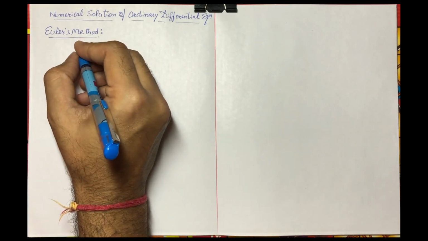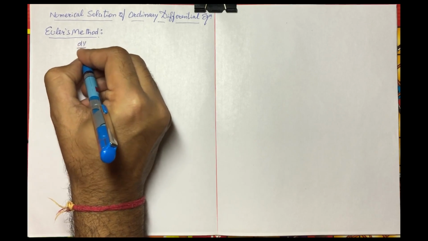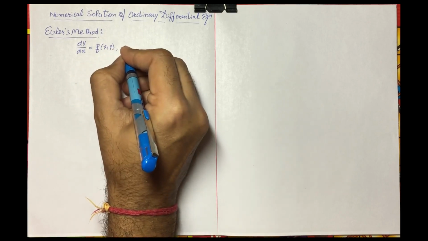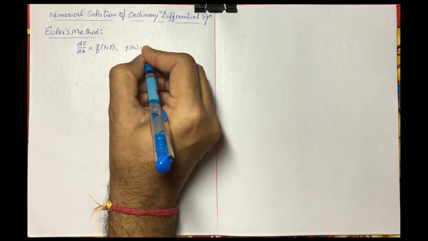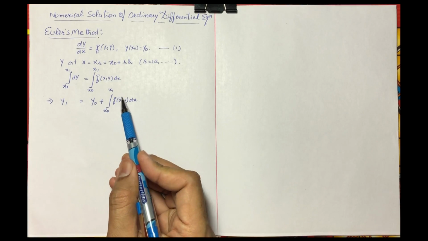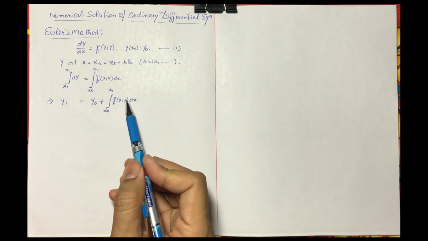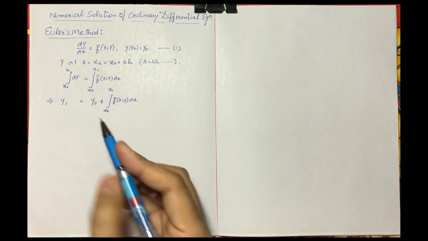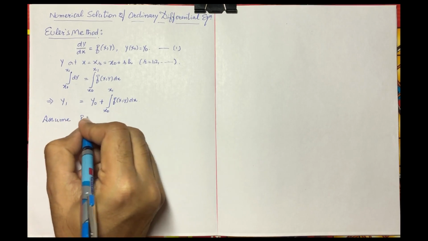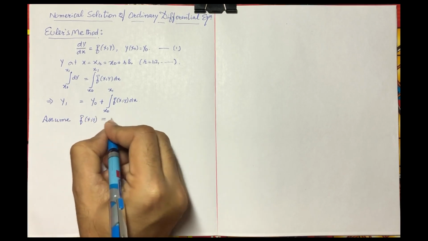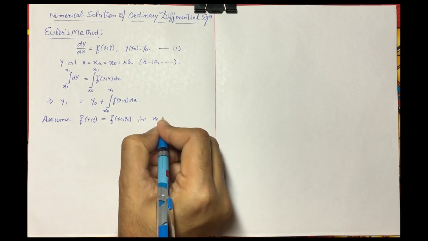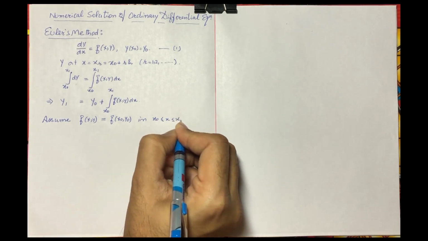We want to solve an ordinary differential equation dy by dx equals f(x, y) with initial condition y at x naught is equal to y naught. As we already seen in the previous methods, we substituted the power series of this function, but here in Euler's method we assume f(x, y) equals f(x naught, y naught) in the first interval x naught to x1.